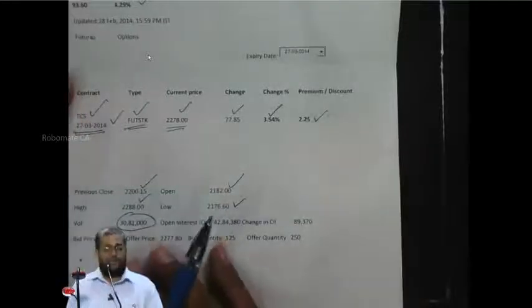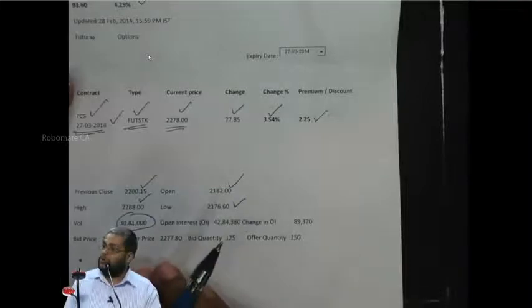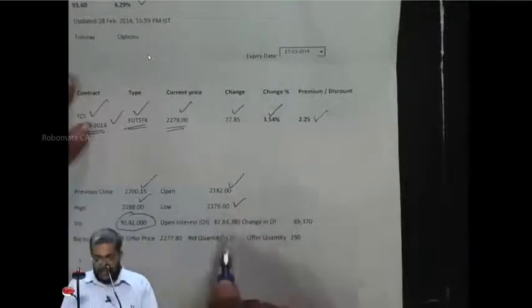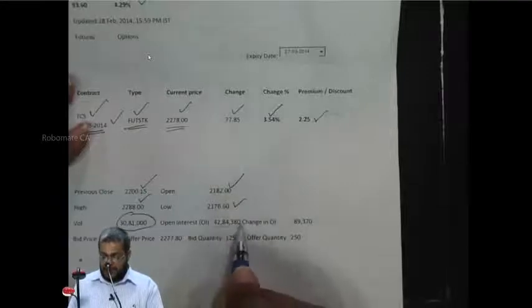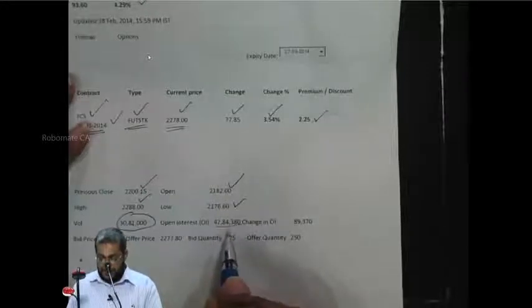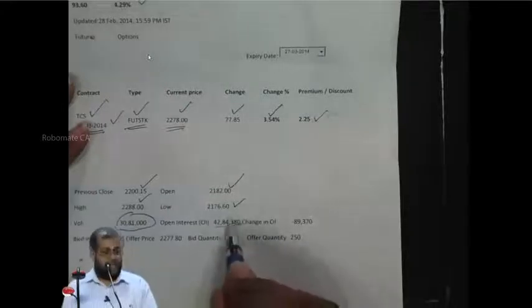31,81,000 contracts were traded in total. Next, what is the open interest at the end of the day? 42 lakhs 84,380. Respond: that is the open interest at the end of the day.